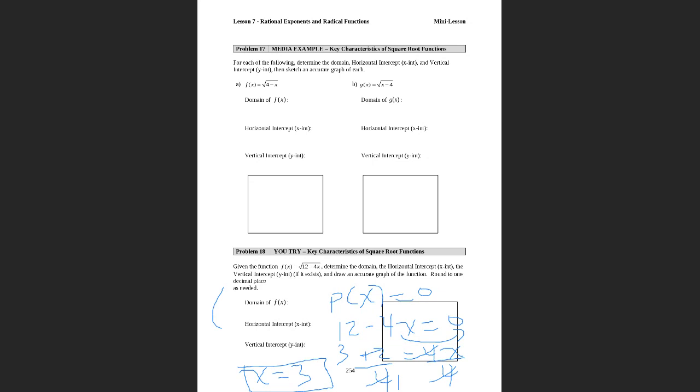Now, the horizontal intercept says p of x should be equal to 0. And what is p of x? 12 minus 4x equals 0. So I move this over, it's 12 equals 4x. You divide by 4, so my x equals 3 for the x-intercept. So when x is 3, y is 0, because remember, y is always 0 for the x-intercept.